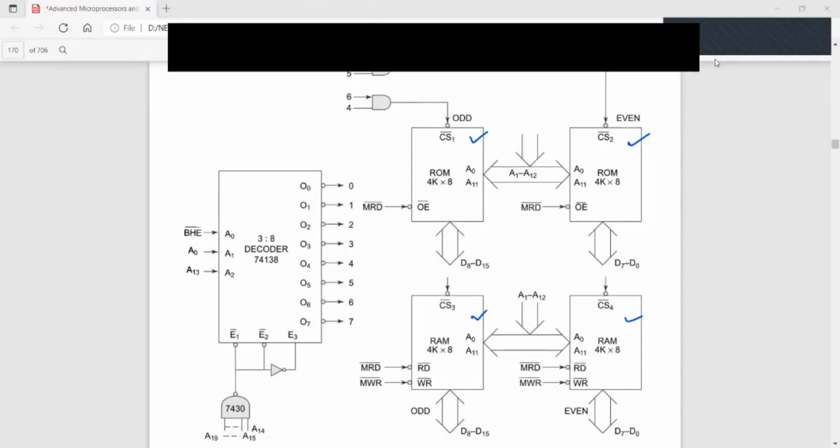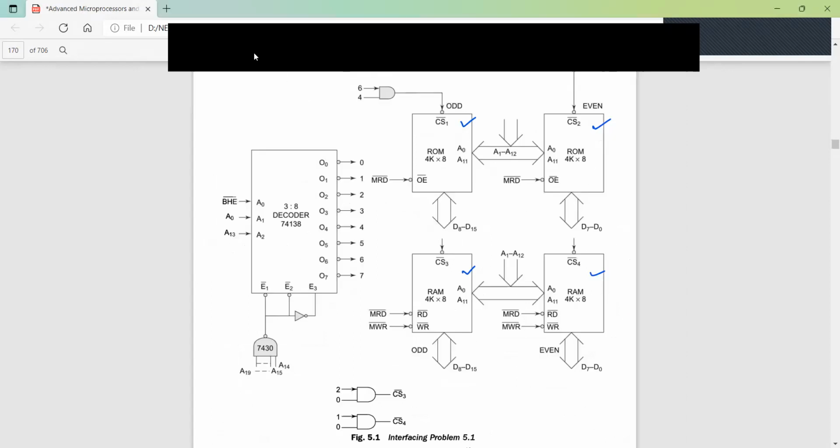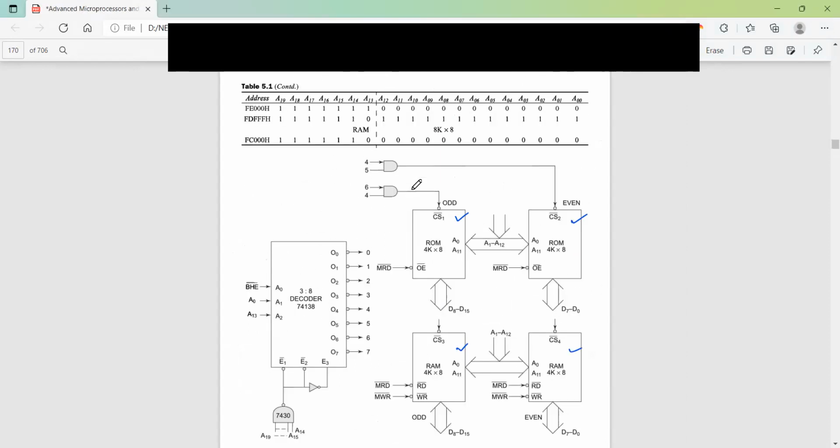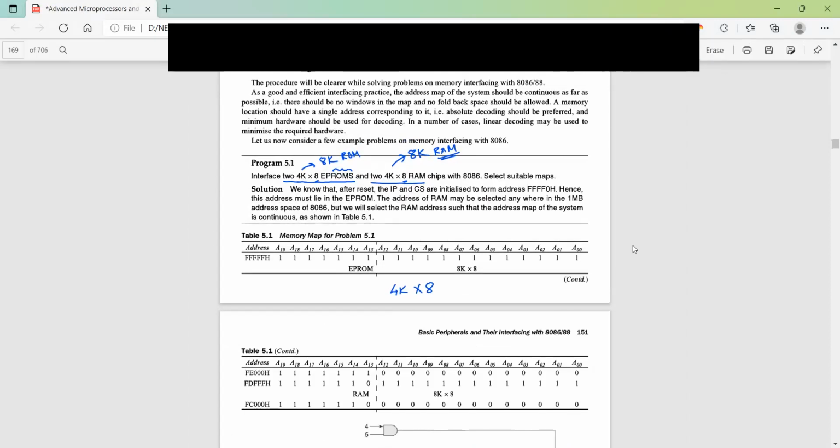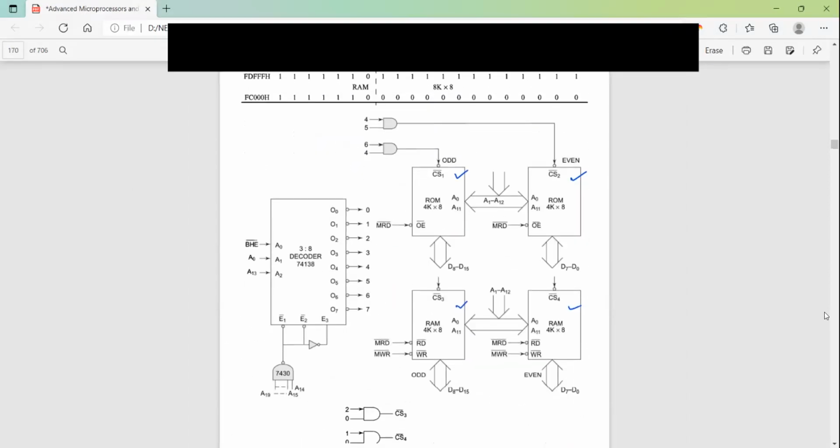Yes, is the screen visible? Is it visible? Please do respond. Yes, diagram visible, sir? Yeah, very good.